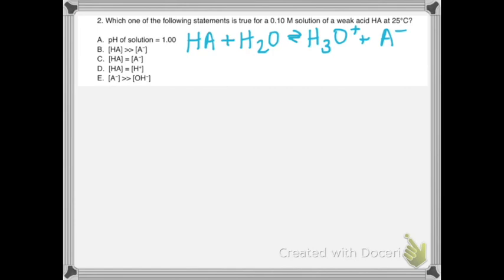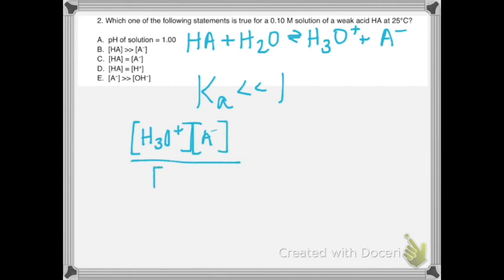So we have to stop and think about what it means to be weak. Okay, the question is more conceptual than asking us to solve the pH, and they don't give us a Ka. But something we know because it is weak is that our Ka is going to be a lot less than 1. And so that tells us that the concentration of H3O plus times concentration of A minus divided by the concentration of HA is going to be a lot less than 1.